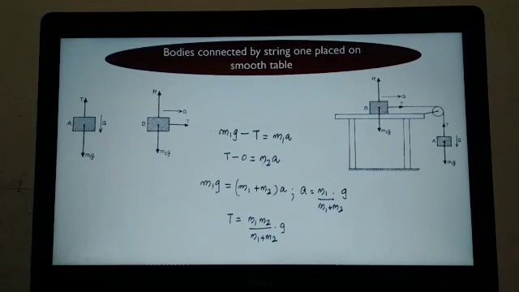This T you can replace by m2a. When you are adding these two equations, T and T get cancelled. So m1g is equal to m1a plus m2a. So m1g is equal to (m1 plus m2) into a, and a is equal to m1 divided by (m1 plus m2) into g. What is tension T? T is m2a. A is equal to m1g divided by (m1 plus m2) multiplied by m2. So T is equal to m1 m2 divided by (m1 plus m2) into g. Okay.